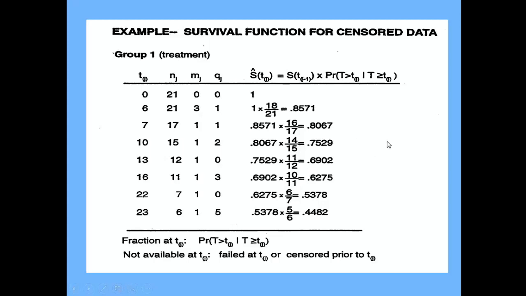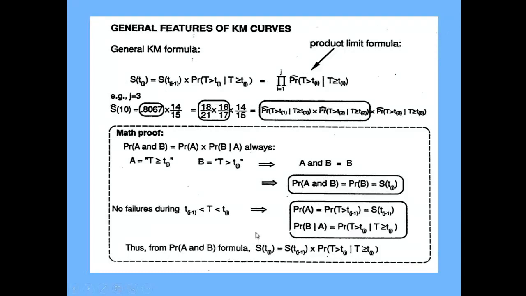In fact, all of this comes from a simple formula. If you remember your first course about probability, there was a formula that said if you have 2 independent events, the probability of A and B occurring at the same time is the probability of A times the probability of B. But if you have 2 events that are not necessarily independent, then the probability of A and B is the probability of A times the probability of B given A.